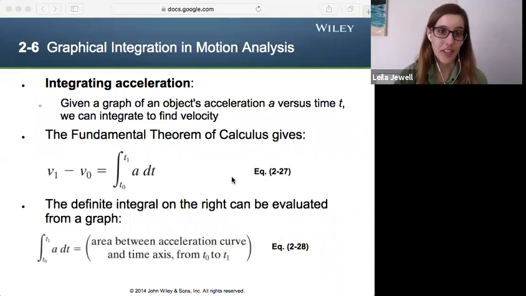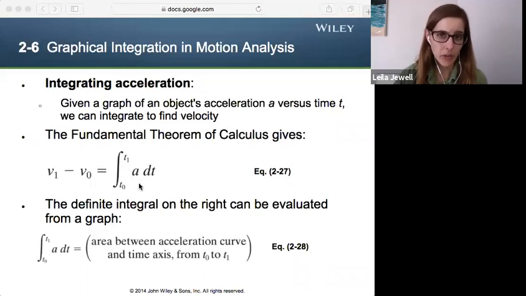So, integrating acceleration. Given a graph of an object's acceleration versus time, we can integrate to find velocity. Our fundamental theorem of calculus gives the following, right? That the change in velocity, v1 minus v naught, is equal to the integral from some initial time to some later time of the acceleration dt.